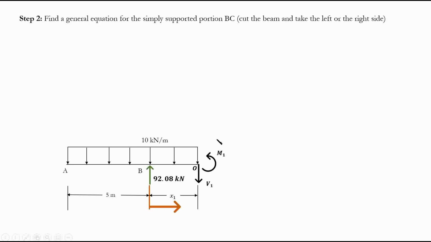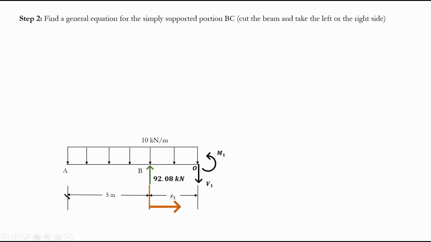So we just cut the beam here, at an arbitrary point, because we want to write a general equation. And what I did was take X from the start of support B onwards. I consider my X1 to be from point B to point C, or from 0 to 12 meters. Okay, X1 is from 0 to 12 meters.